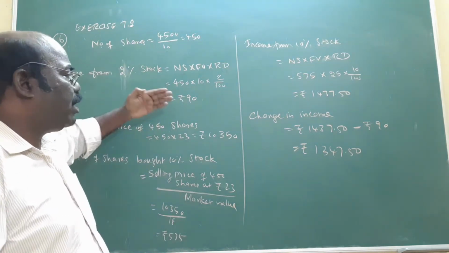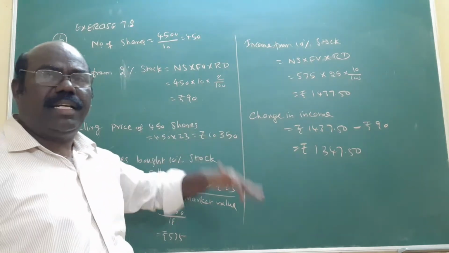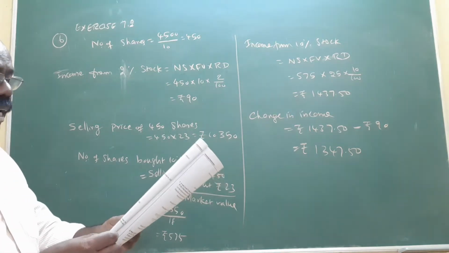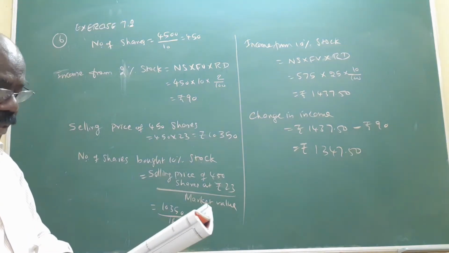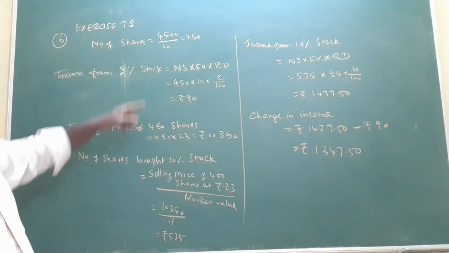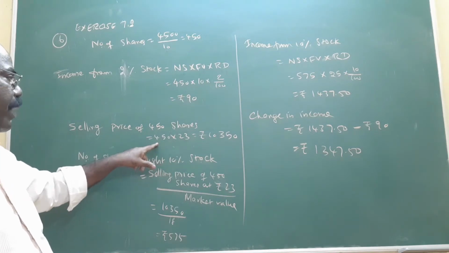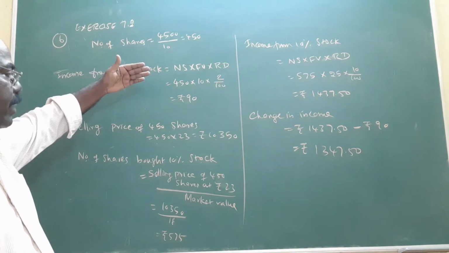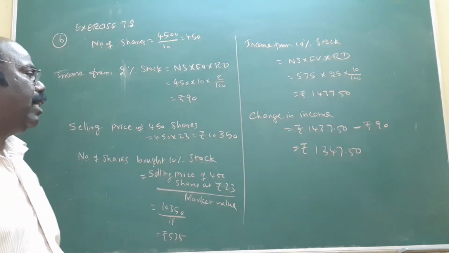Now, the amount is converted to some other finance company. Then from that one, you will find another income. After this, subtract and we will get the answer. Next is another line: he sold them when the price rose to rupees 23. Now the selling price of 450 shares is what? 450 into 23, that is 10,350. The price increased to 23, that's why we multiply both. We get 10,350.